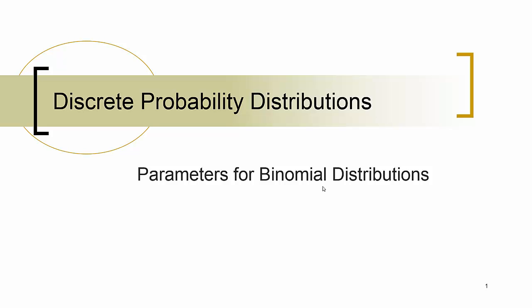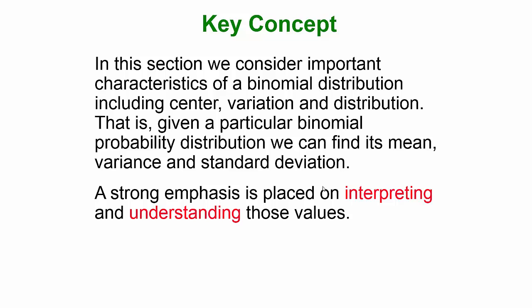This lesson will focus on parameters for binomial distributions. Parameters are the mean, the variance, and standard deviation. In this section, we consider important characteristics of a binomial distribution, including center, variation, and distribution. That is, given a particular binomial probability distribution, we can find its mean, variance, and standard deviation.